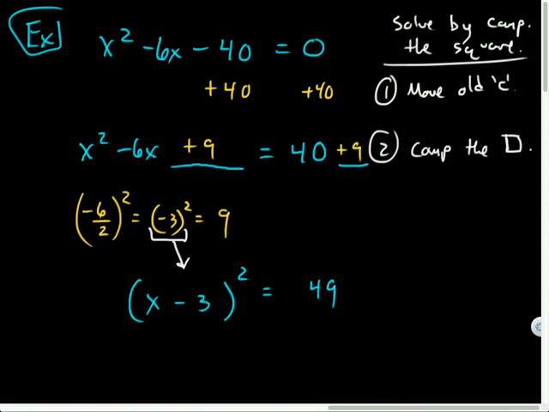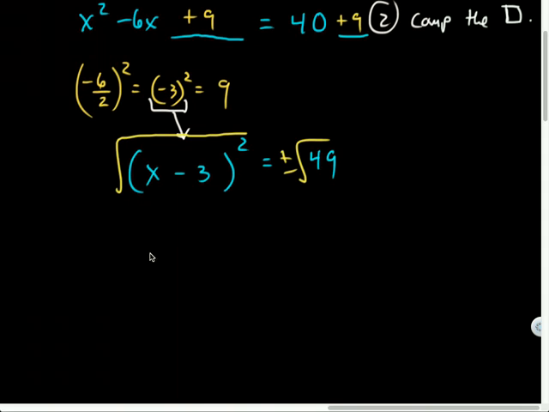Okay, so how do I solve this, though? Root both sides, plus or minus. Don't forget it. The square root and the square kill each other. So x minus 3 equals, what is the square root of 49? Plus or minus 7. And how do I get x by itself? Add 3. So I get x equals, two answers.